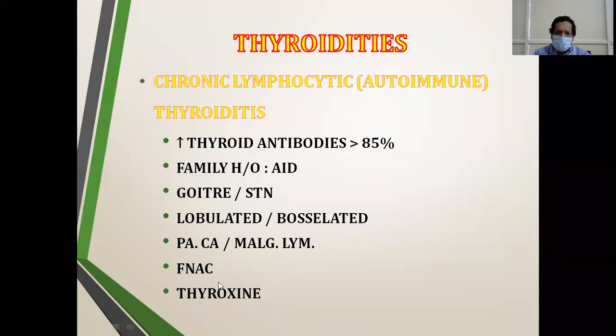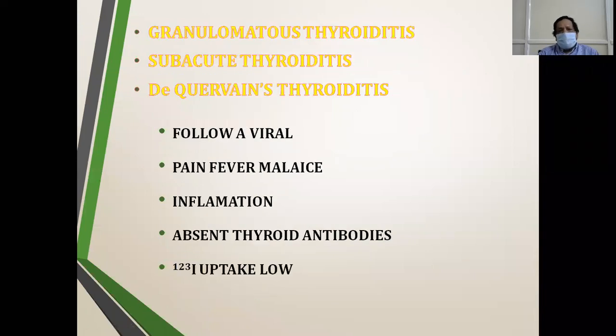So it is not simply an itis, an inflammation or autoimmune disorder, but you have an increased incidence of papillary carcinoma or malignant lymphoma. Diagnosed by FNAC, the treatment is levothyroxine, because by the autoimmune process the follicles slowly but surely are destroyed. The patient goes into hypothyroidism. Now supplement with thyroxine, T4.